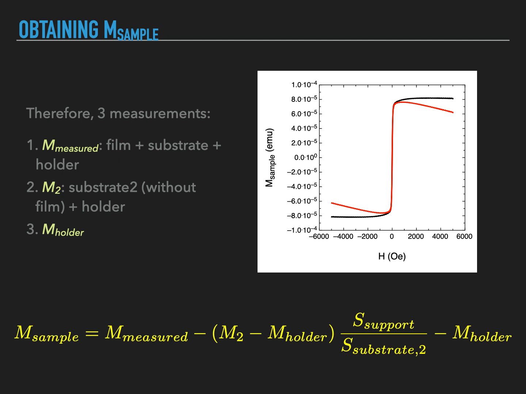If we plot the result, that is the black curve that you see on the graph, and as you can see, that negative slope that was so strange has disappeared. In fact, that was due to the background contributions. Now the black curve is really the magnetic moment of the sample.